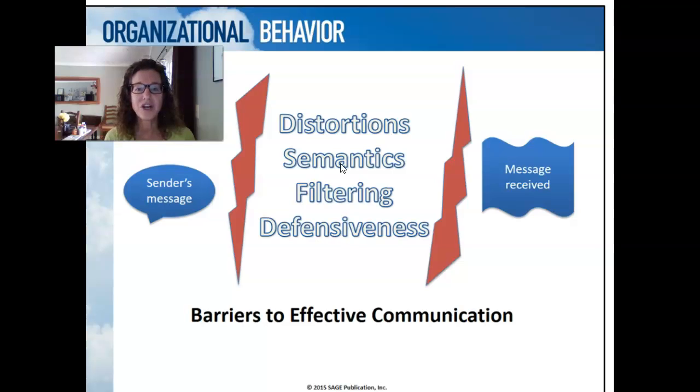If the receiver is defensive, he or she might also not correctly receive the message. Because of course, when we are defensive, we are not really listening, but rather our mind is working at a comeback, and we're not really listening to what the sender is saying. And so the communication process can be disrupted when one of the parties feels that they are being attacked and feels defensive.